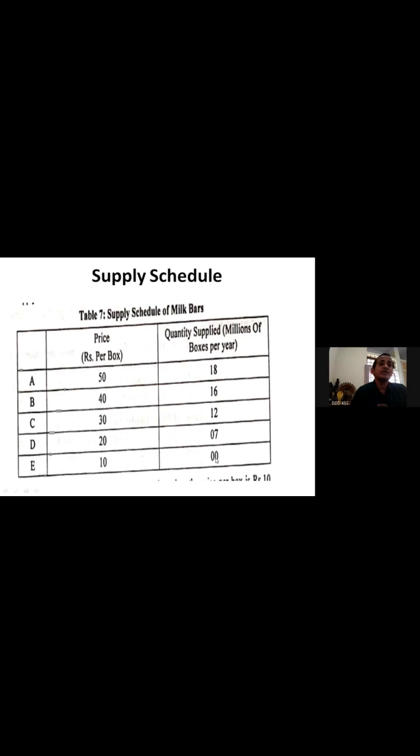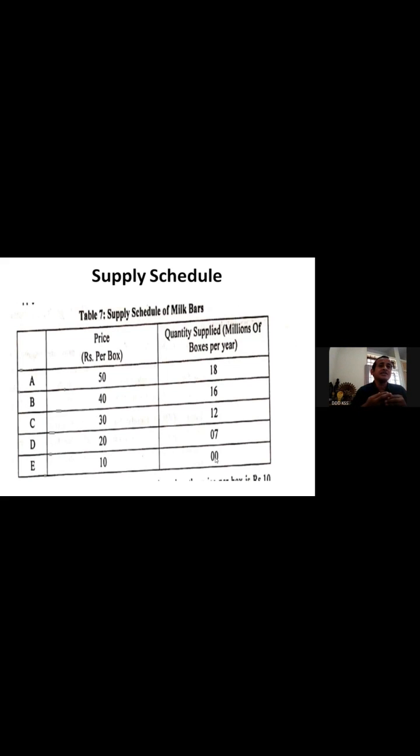So what does it mean? That means that at rupees 10, no producer, no farm owners are interested in producing milk bars. At rupees 10 per box, producers are not interested in producing milk bars. That's why the quantity supplied is 0. Now, if we go in reverse, if we start again from 10, then we think that the price is increasing.